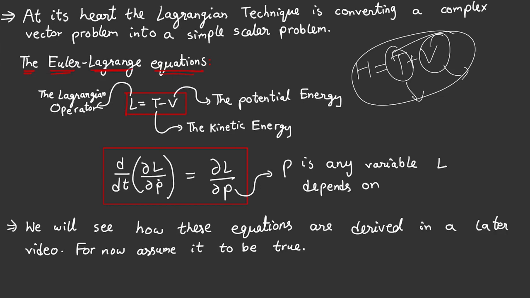First, you'll be needing to select a variable, say some variable p. Now, you'll have to partial differentiate this Lagrangian with respect to p dot, that is dp by dt. You'll have to partial differentiate the Lagrangian with respect to this, and then differentiate this again with respect to time. Now, what we do is we equate this to the partial derivative of the Lagrangian with respect to p.